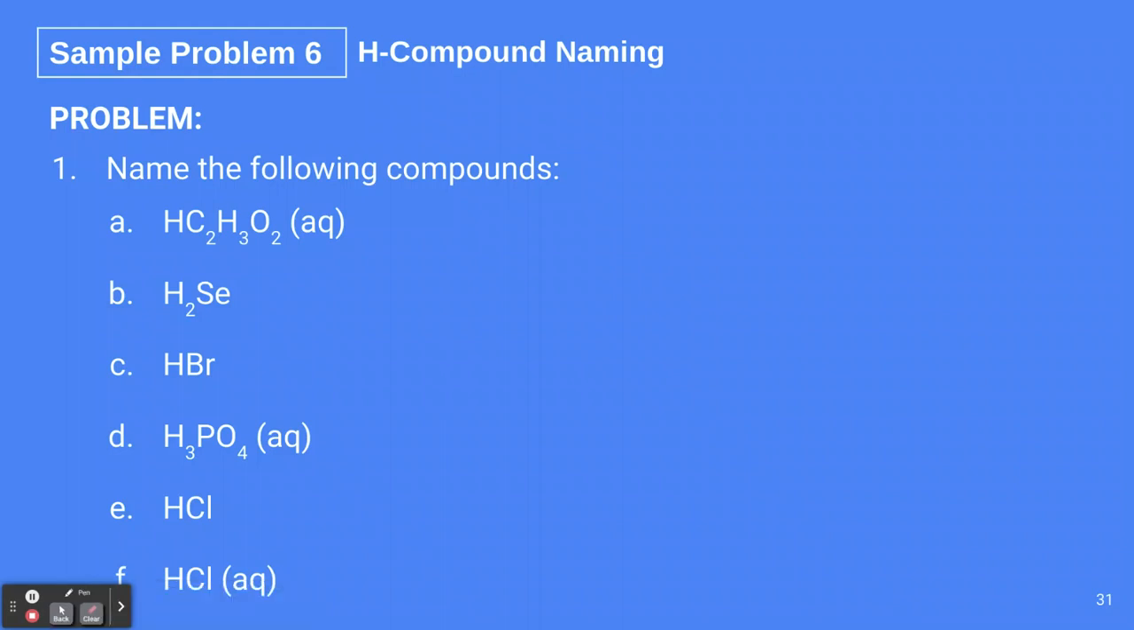All right, so this first one, aqueous, so we have an acid. So we need to take a look here at what we're dealing with. That is the acetate. So we're going to shorten this, and we're going to say acetic acid. This next one is not aqueous, so we've got a gas. Remember, if it's a gas, we're going to start with hydrogen. And then we end with that ide ending, so selenide. Okay, so hydrogen selenide. This next one, it's not an acid as well. Here we've got to start with hydrogen. And then we end with bromide.